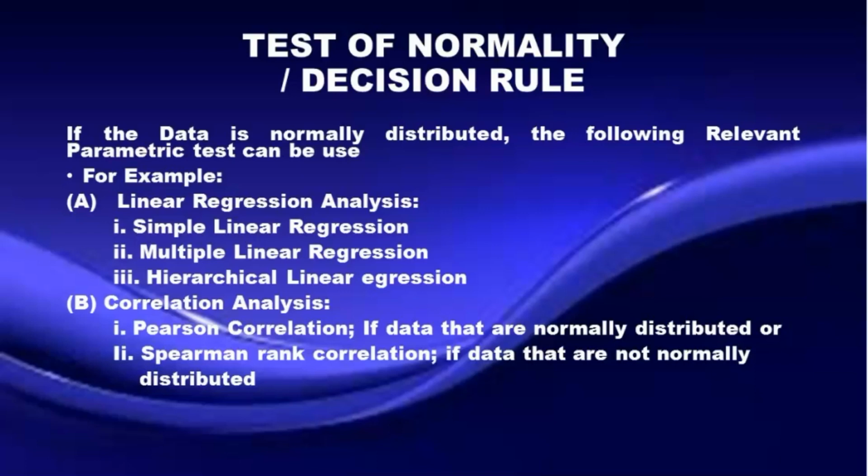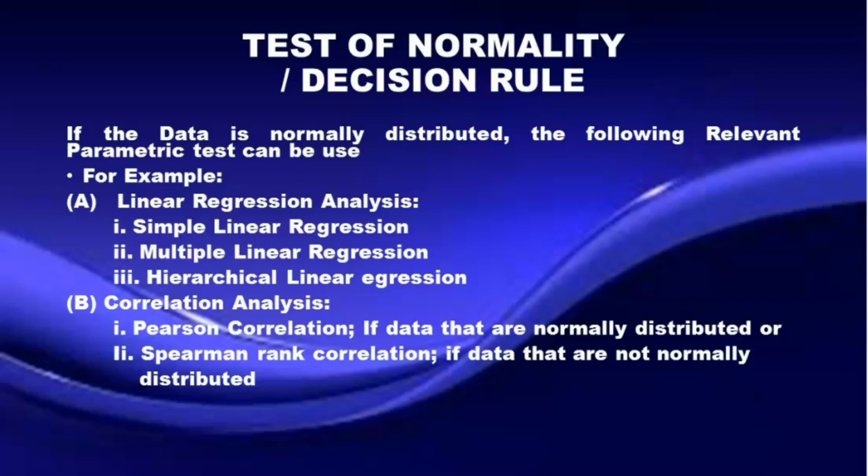If the data is normally distributed, the following relevant parametric tests can be used. For example, if your data is normally distributed, you are free to do what is called linear regression analysis. And this linear regression analysis is of different types. We have simple linear regression, we have multiple linear regression, we have hierarchical linear regression.